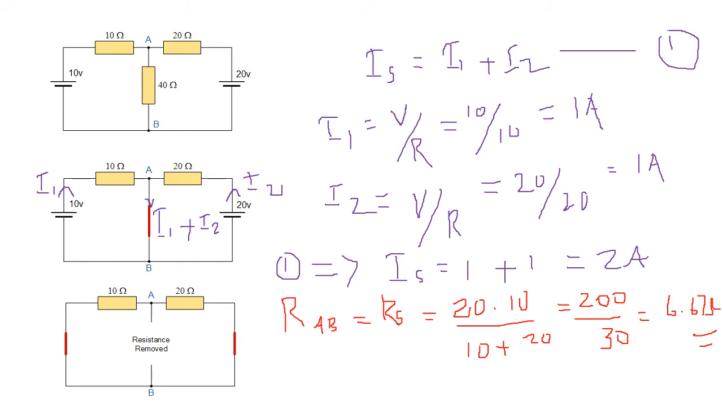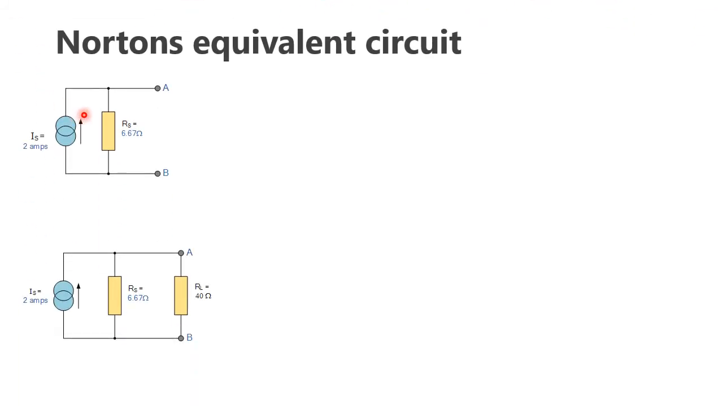So we know the value of RS and IS. Here this is IS. Now we know the value of IS and RS. Then for our Norton's equivalent circuit, we have to place the RL here. Then our equivalent circuit will be like this. Then we have to do some more calculation.